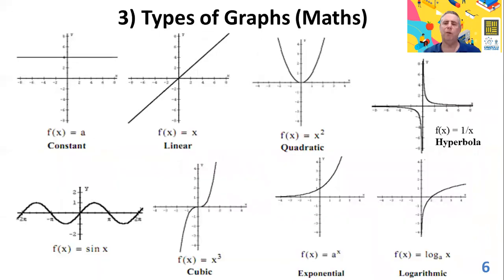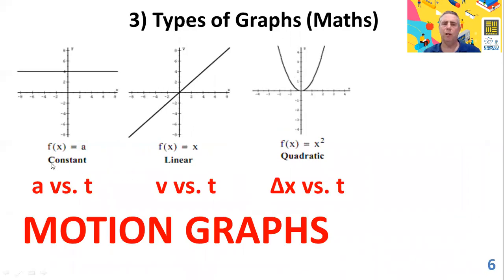Now, what about different types of graphs? We're still on page 6, but you won't see this. What you will see is a list of different types of graphs which you encounter in mathematics. So let's consider where these graphs come up in science. First of all, a constant graph, linear or quadratic graphs. All of these are types of motion graphs.